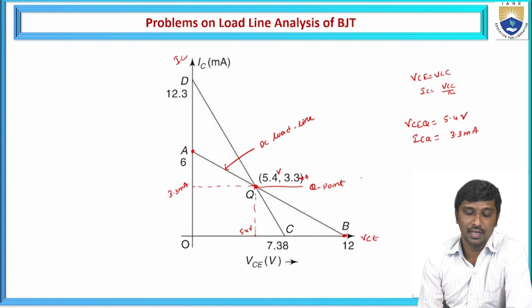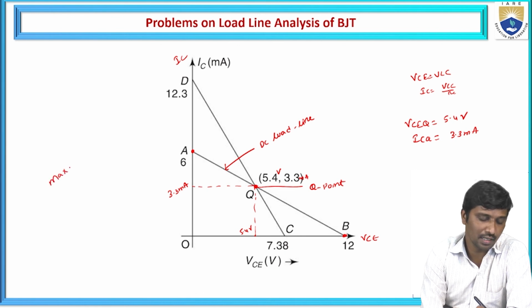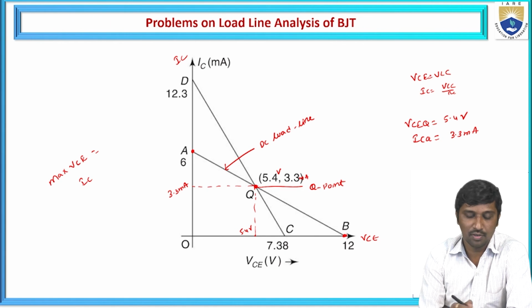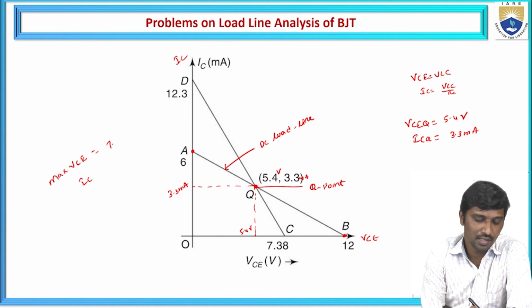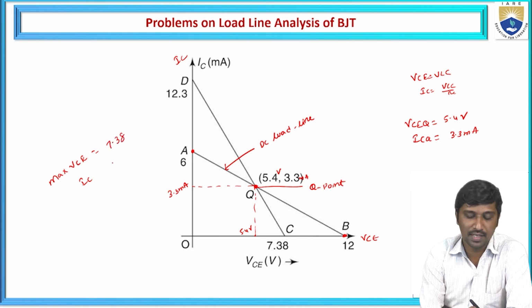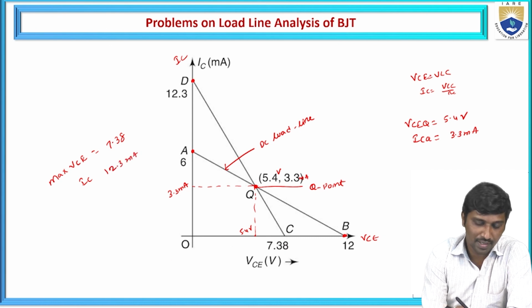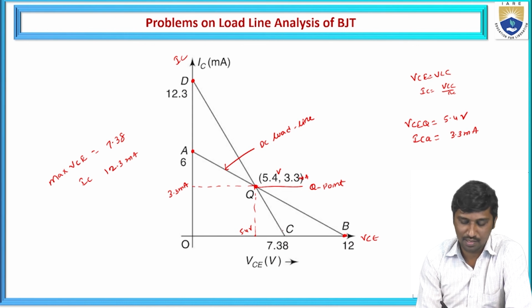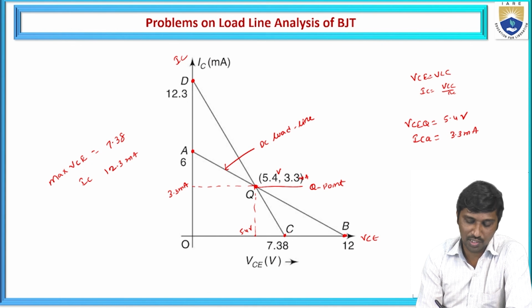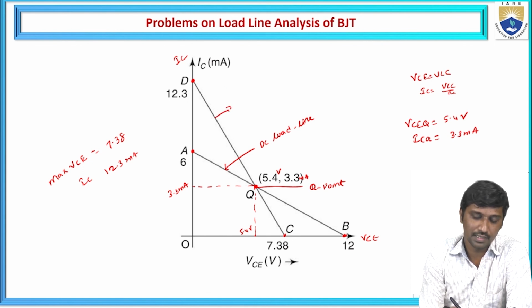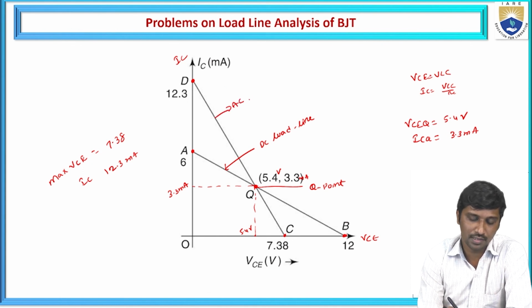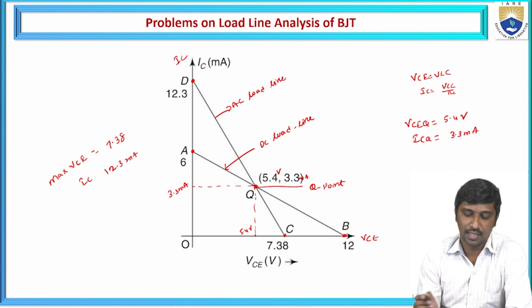Then after that, we identified the maximum VCE and the maximum IC. What is the maximum VCE value? We got that the maximum VCE value is 7.38 volts, and the maximum IC value is 12.3 milliamperes. The line joining these two points, C and D, passes through the Q point, and this line is called the AC load line.